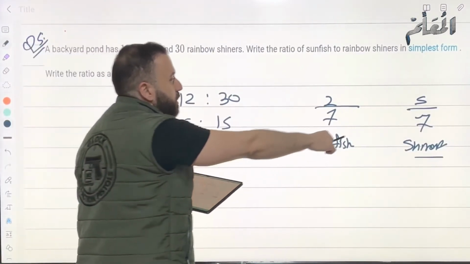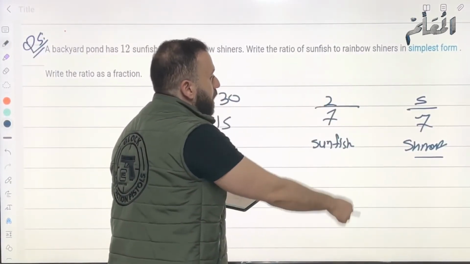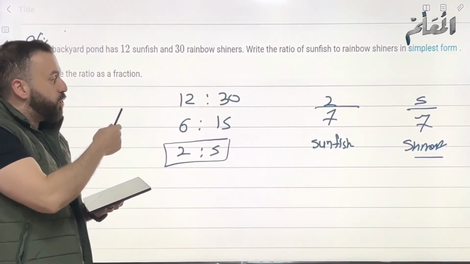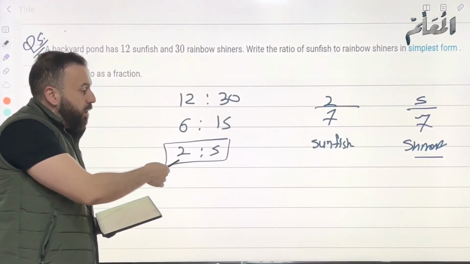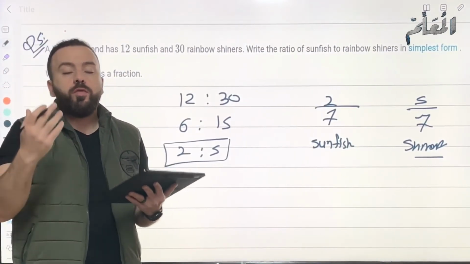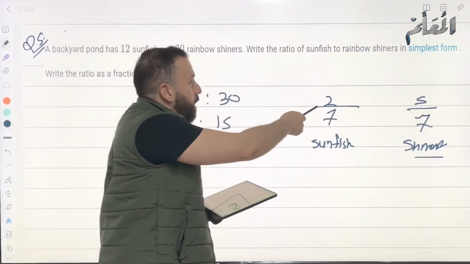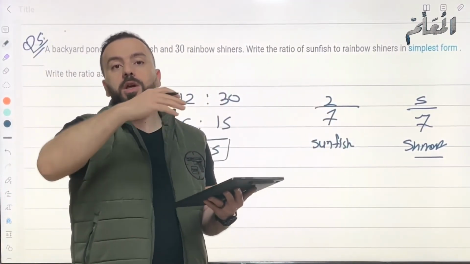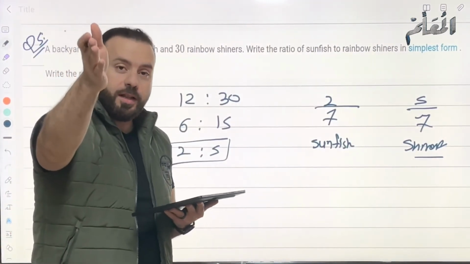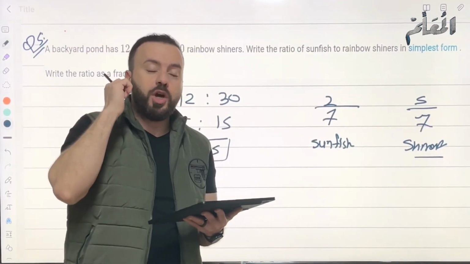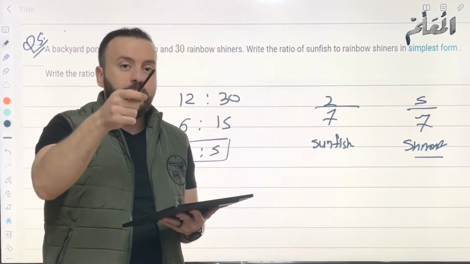So this is the sunfish, this is the shiners. In this case, I can write the fraction representing the one in the question. If I ask for the ratio, this is the one. If I ask you to solve a question and I want you to give me the percentage, we get these fractions, convert them to decimals, you multiply them by 100 and you can get the percentage. And you can relate this lesson with the lesson in chapter 2, which is percentages, decimal fractions.